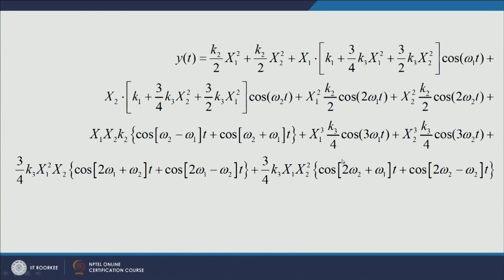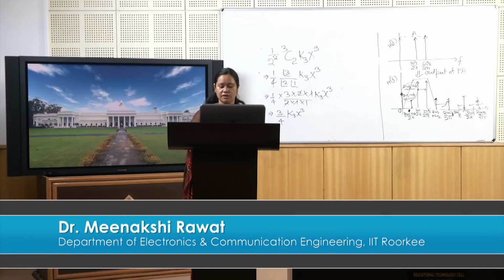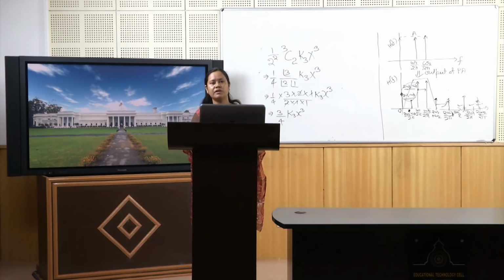Third order intermodulation products, whether they are the third harmonic or third order intermodulation, always use the coefficient of 3 by 4. So, with this we are finishing this lecture, and in the next lecture we will continue with more specifications which are based on this analysis. Thank you.